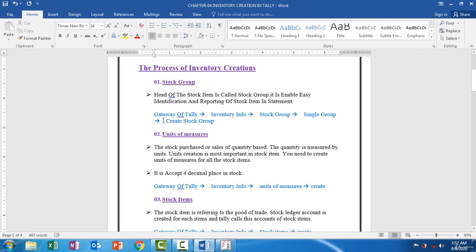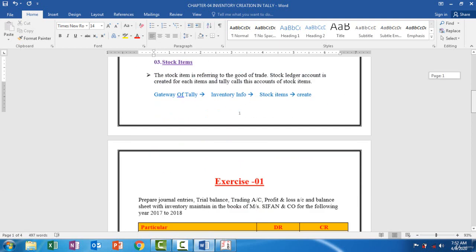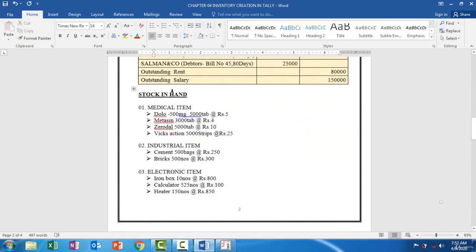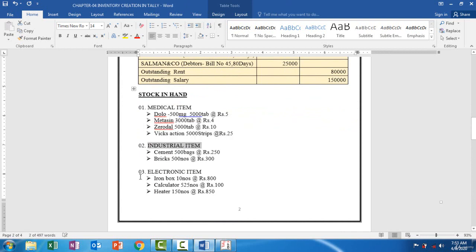If you want to create a stock group, go to the Gateway of Tally, then click inventory information, then stock group, single group, then create the stock group. I'm going to explain a little bit more. In this example, stock in hand is the primary group. Under the primary group, medical items, industrial items, and electronic items are the stock groups. In the example we will see how to create the stock group.